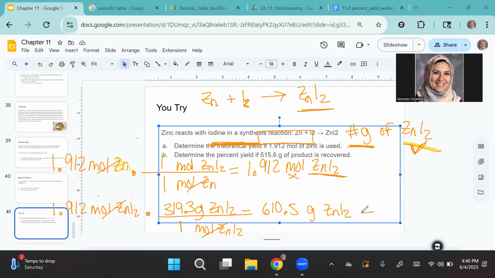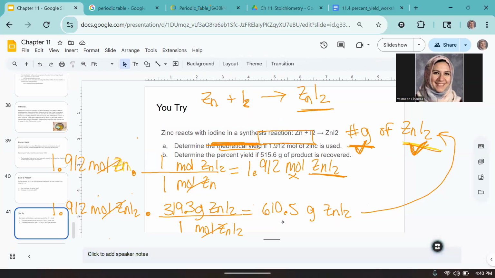Did I answer my question now? Yes, because that matches exactly what I was looking for. I got zinc iodide and I got grams. That is the theoretical yield. So based on the chemical equation, before my chemist starts mixing these chemicals together, I can make an educated guess that he will end up with a product of 610.5 grams of zinc iodide. That's what theoretically should happen. So theoretically, we should have 610.5 grams of zinc iodide.